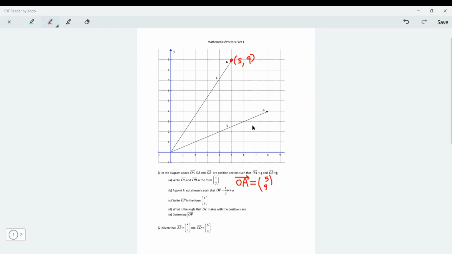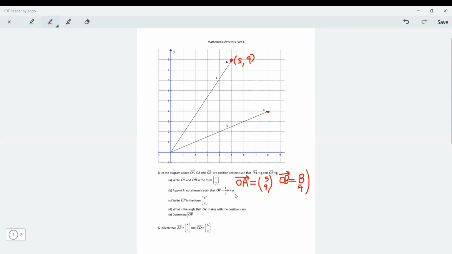Now we're going to do the same for OB. We look where vector B is. The point B, from the origin O to B here, has coordinates 8, 4. So what we do is write that vector OB is equal to 8, 4. And that's vector OB.